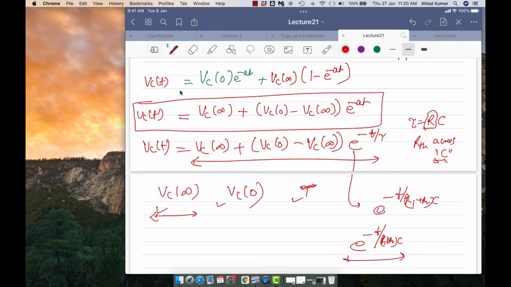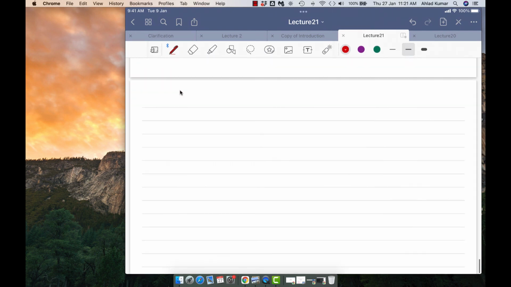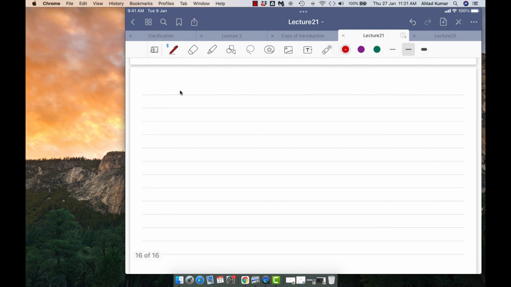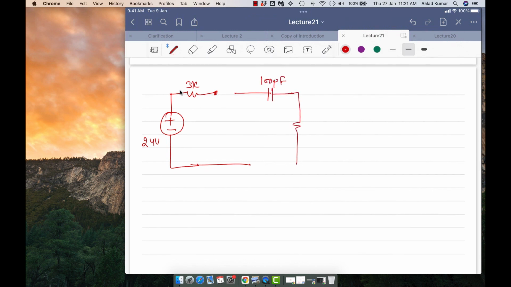Okay, so let us solve one question here, and then we'll close this class today. So here we have a voltage of 24 volts, and then we have a 3K resistor. Okay, and then we have a 100 microfarads capacitor, and we have here a 4K, and then we have 1K this side, and we have a current source of 4.5 milliamps this side, and then we have this circuit.